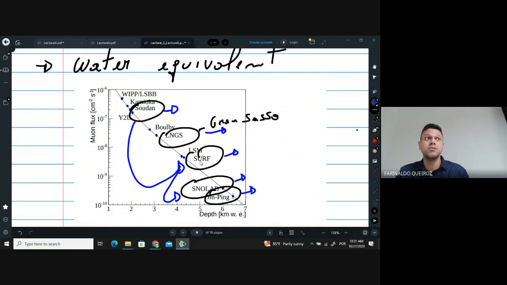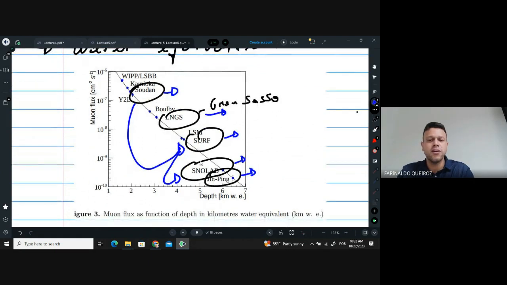Okay, I need to make sure that I observe an excess of events compared to the background events. In order to do so, I need to make sure first that the cosmic ray flux, which is the largest one, is suppressed. That's the largest background. It's not the toughest, but it's the largest.